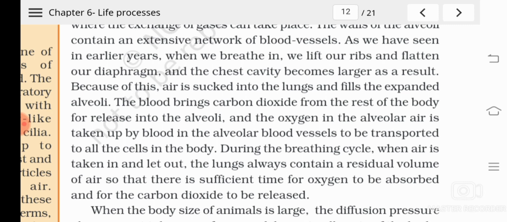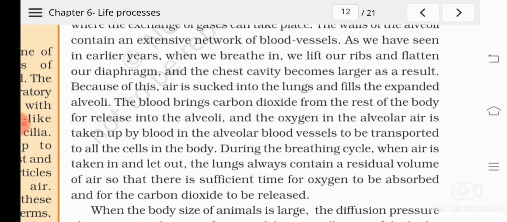Pressure decreases, and the pressure of the gas present outside will be more than the air pressure in the lungs, or in the chest cavity. So what happens? The air will be sucked in from outside to inside. How will it reach? Through the nostrils, nasal passages, then pharynx, larynx, trachea, then the bronchi, bronchioles, alveolar ducts, and finally to the alveoli. It will get filled in the alveoli.